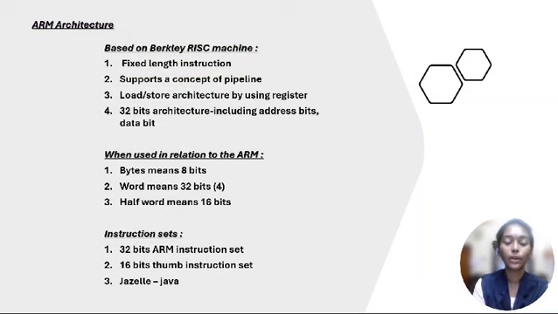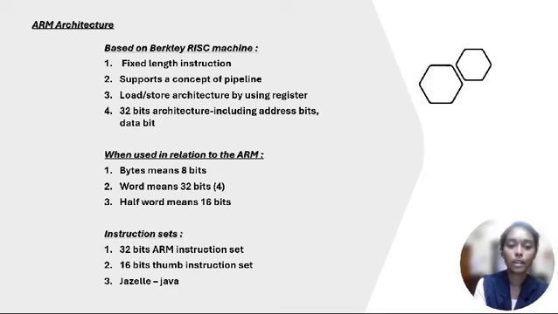In this slide, we are going to see some of the features and relations to ARM and some instructions. First, based on the Berkeley RISC machine, it has a fixed length instruction and supports the concept of pipeline. Load and store architecture using the registers is mainly used in ARM architecture. A 32-bit architecture, including address bits and data bits, is used in ARM architecture.